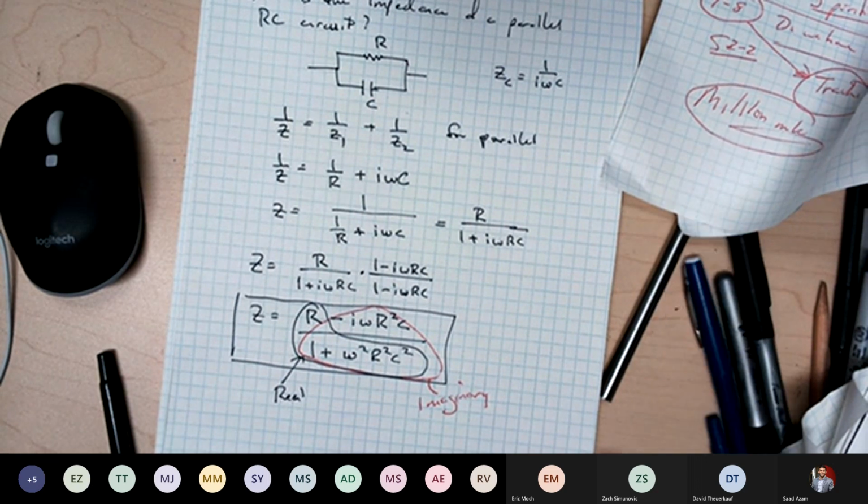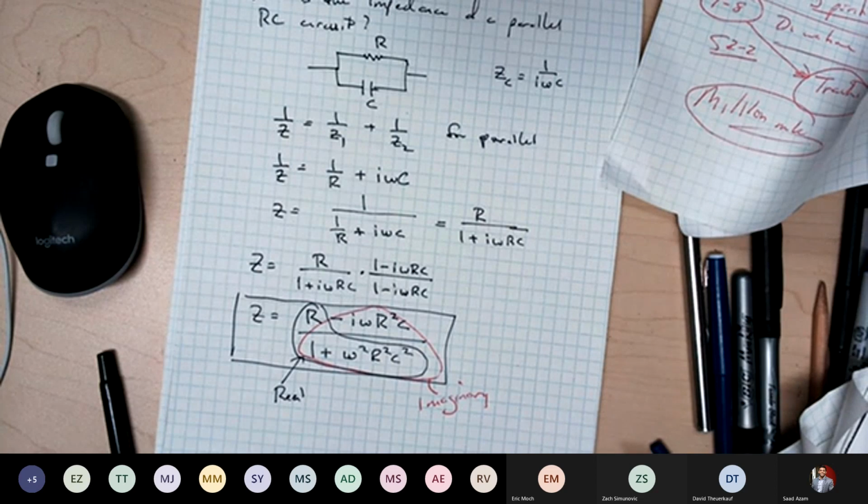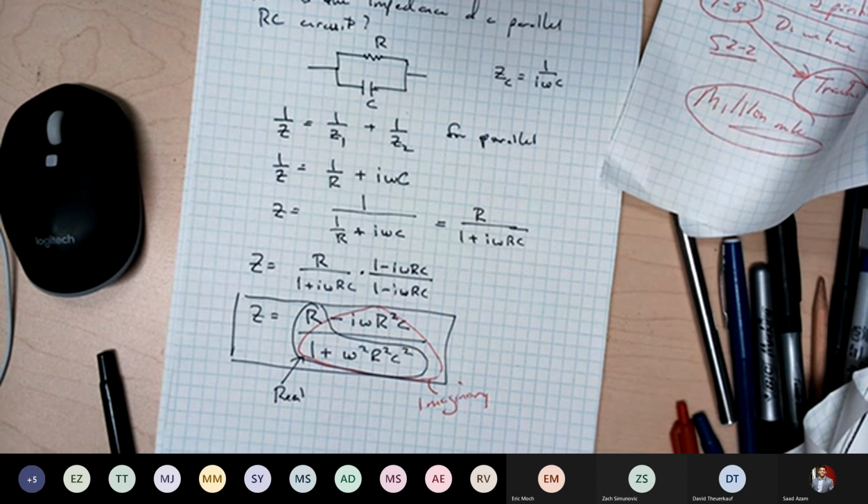And an impedance spectrum is generally a plot of the imaginary part versus the real part at all the different frequencies. I'll show you some impedance spectra in a second. So you need to know the real part and the imaginary part of the impedance to plot a normal impedance spectrum. Okay, so are there any questions about this?